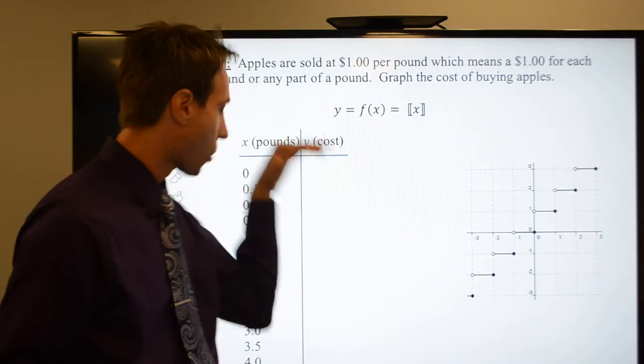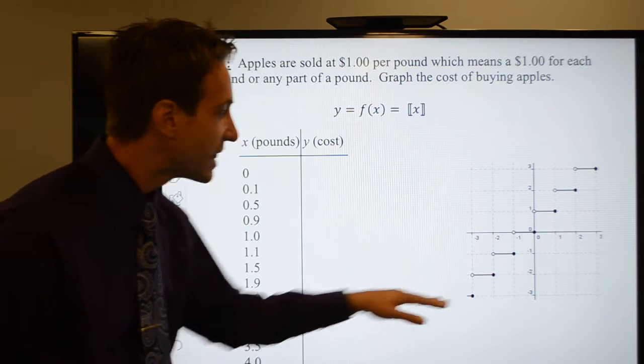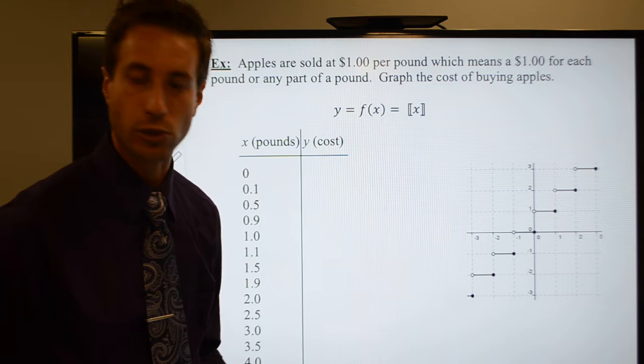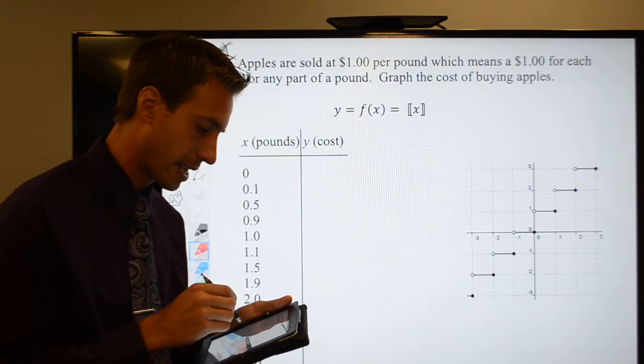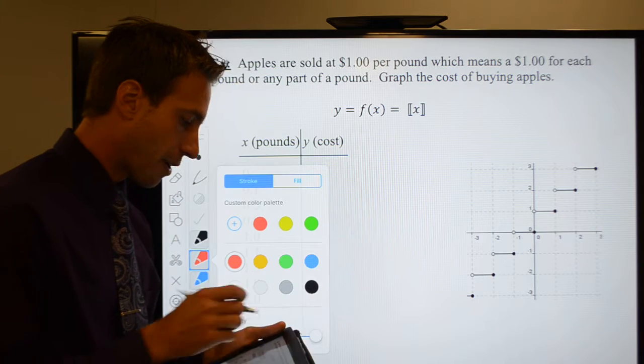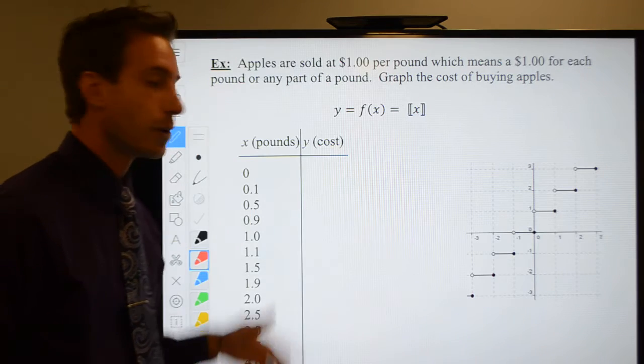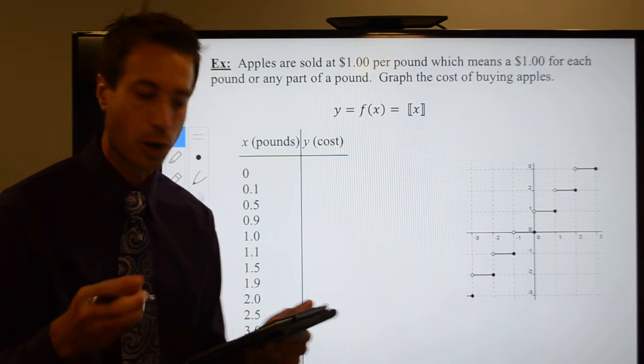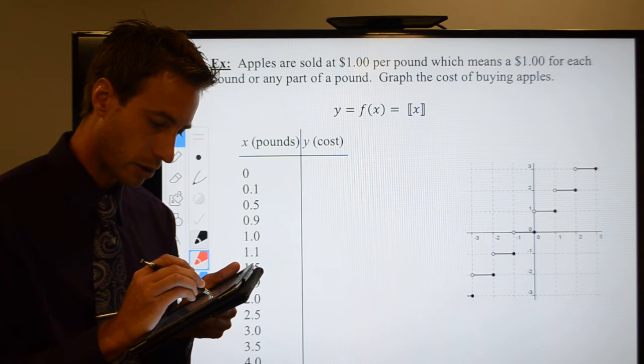So here we go. Let's go ahead. We're going to graph a few data points. They're already graphed for you, but that's okay. We just get some practice using this greatest integer function. So right here we go. My very first one, 0. If I buy 0 pounds of apples, of course I am going to pay $0.